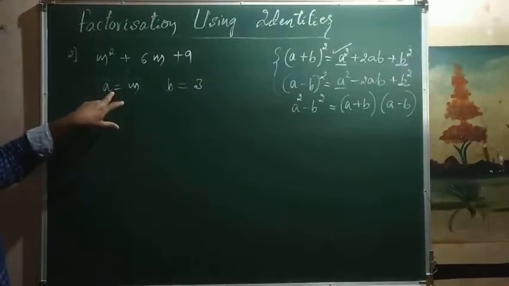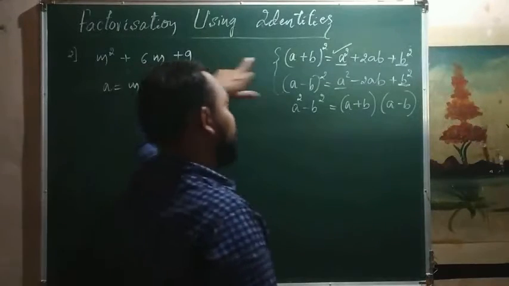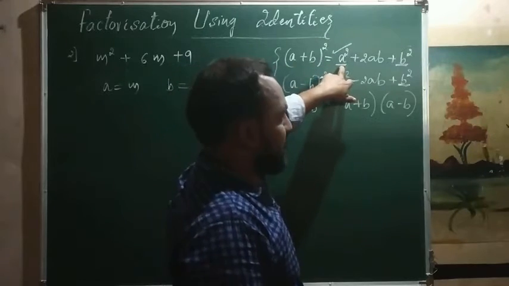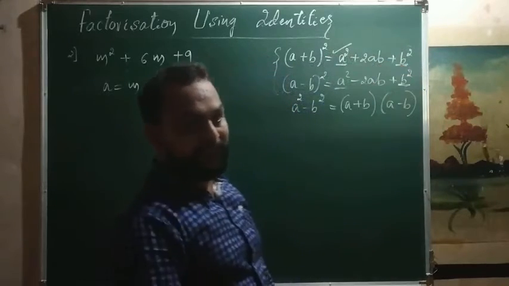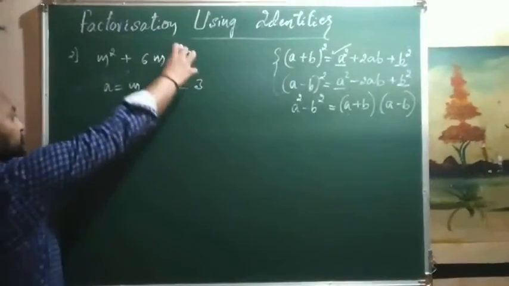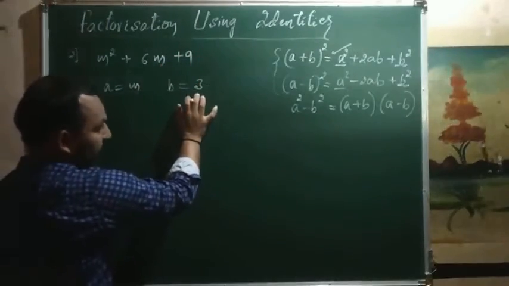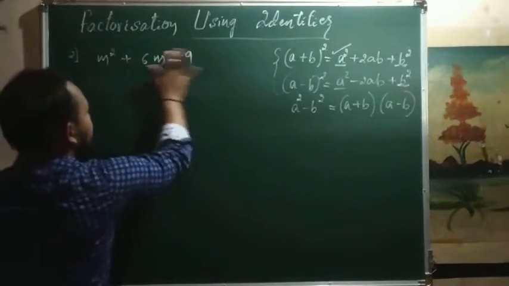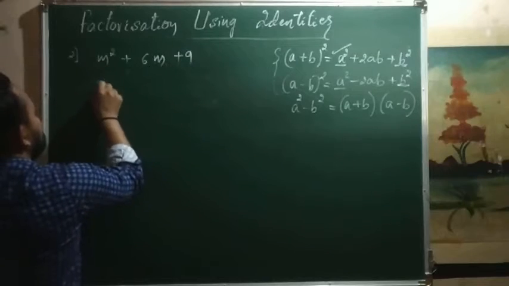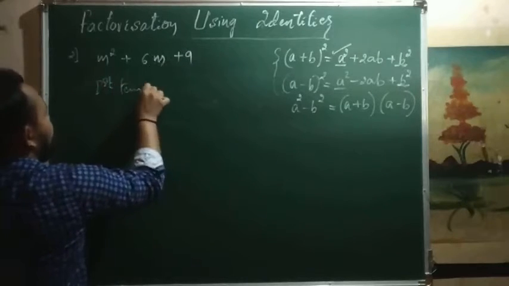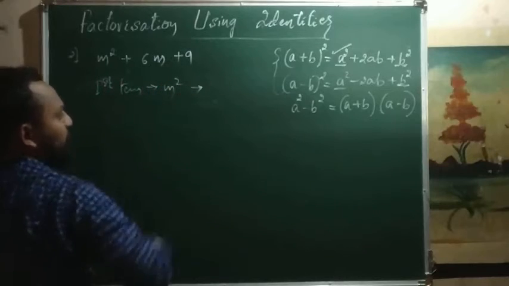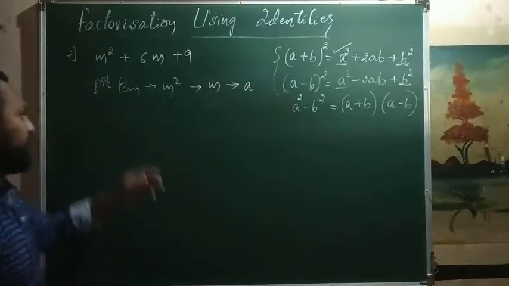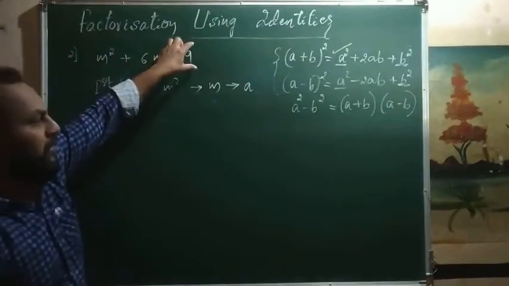A is the square root of the first term. B is the square root of the third term. The square root of 9 is 3. The square root of m square is m. Here the first term is m square. The square root of m square is m. The m is a. The first term is a and the last term is b. The middle term is 2 into a into b.